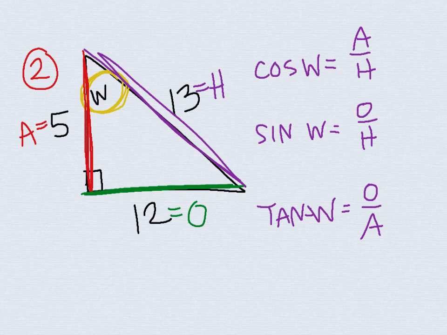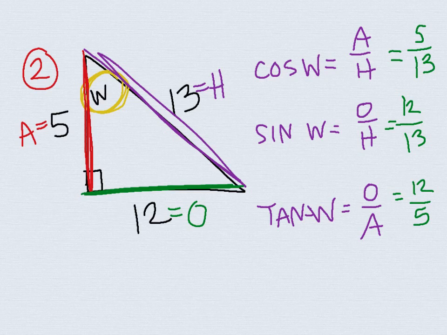So now we can go ahead and set up the fractions. So the cosine of W is adjacent, which is 5, over hypotenuse 13. The sine is opposite of 12 over hypotenuse 13. And then the tangent is going to be opposite of 12 over adjacent of 5. So we'll go through some more, like I said, lots of examples. We'll see lots of different ways how they're related.